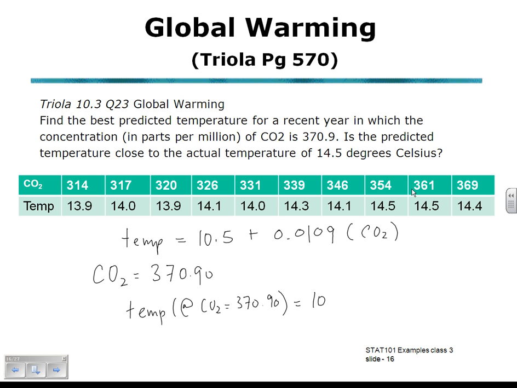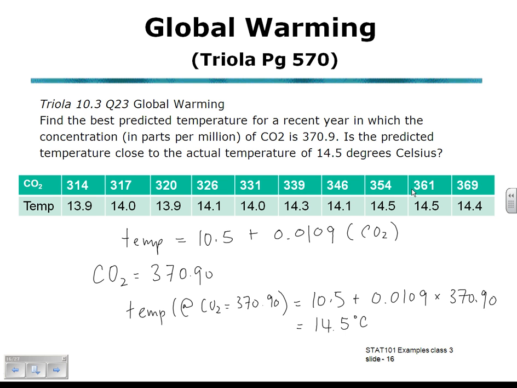So the temperature will be 10.5 plus 0.0109 times 370.9, which gives a figure of 14.5 degrees Celsius. This is the predicted value using the linear regression line.